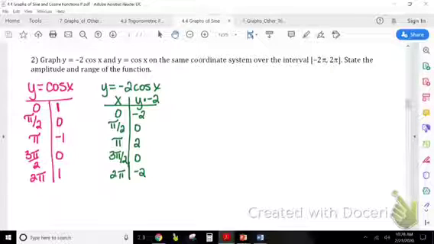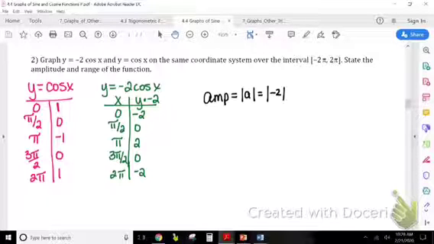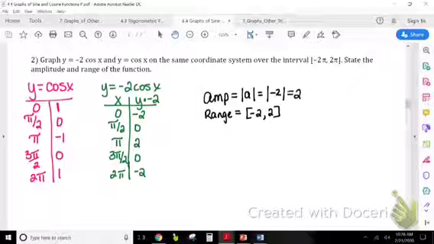Okay. So tell me about the amplitude. It's going to be the absolute value of A, which is the absolute value of -2. Remember, absolute value is the distance the number is from 0. How far is -2 from 0? 2 places. The negative just tells me we go to the left. All right, and then what is my range? Yeah, -2 to +2. And if you graphed it, you would be able to see that.